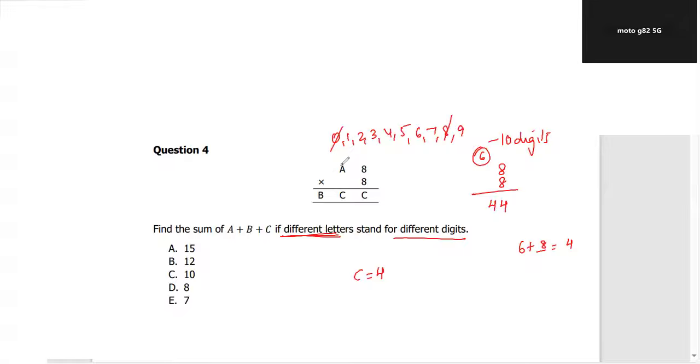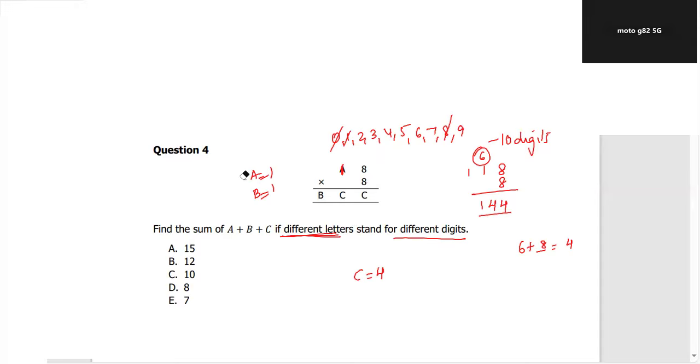So suppose you take this to be a 1. Okay, so what does this mean? 8 ones are 8 plus 6, 14, 1 carry. So this becomes 144. But in this case, so what happens? Why can't we take 1? Because if we take A as 1, then B is also becoming 1. But they're saying different letters stand for different digits. So A cannot be a 1.